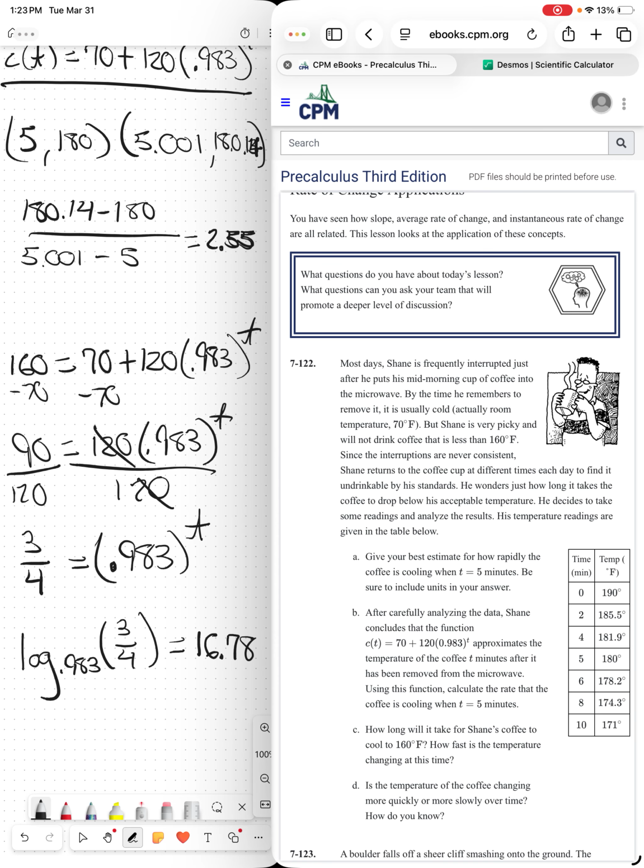Okay, is the temperature of the coffee changing more quickly or more slowly over time? It should obviously change more slowly as it gets closer and closer to room temperature.